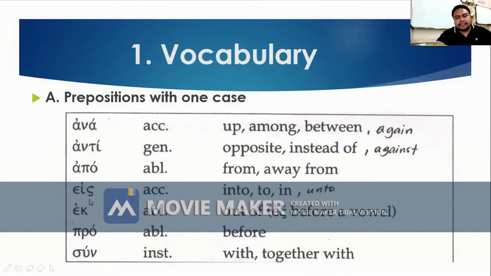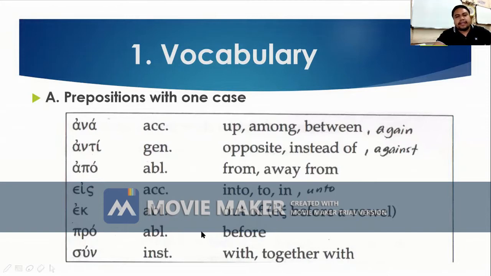Next is eis. Let's read all together. Eis. It is an accusative form. It means into, to, in, and unto. Next is the word ek. It is in the ablative. It means out of. So ex before a vowel. If the next word begins with a vowel, the kappa is changed to x.